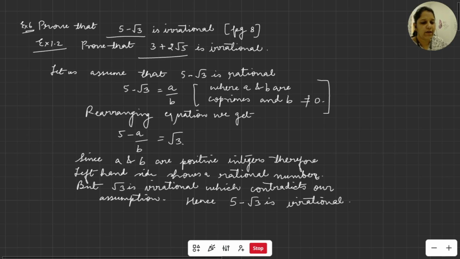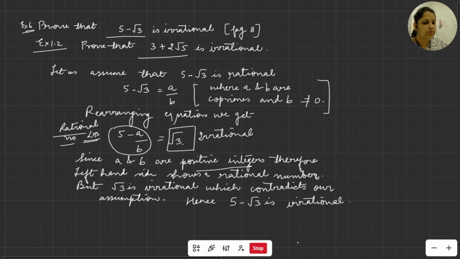ठीक है, A and B क्या है? Positive integers है. That is why this entire left hand side would be a positive integer. और ये क्या होगा? ये एक rational number होगा. But root 3, as we know that it is irrational, which cannot be equal to left hand side, which is a rational number. So this contradicts our assumption, and hence 5 minus root 3 is irrational.